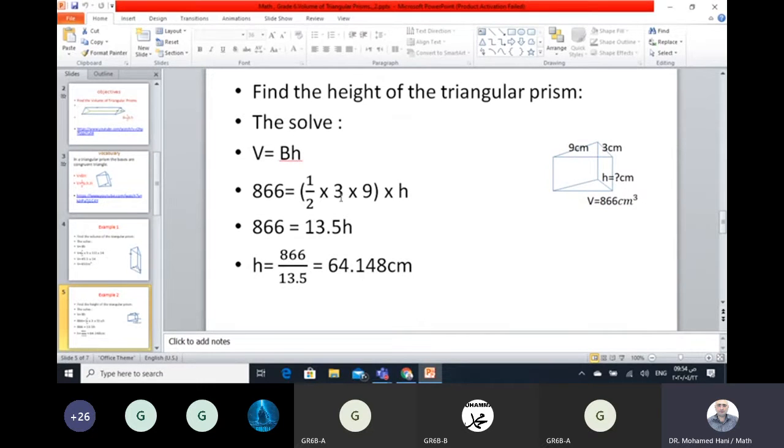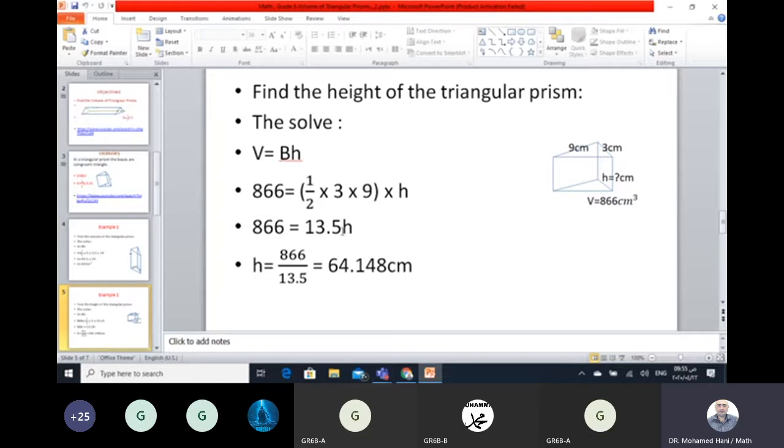9 times 3 is 27. 27 times 1 is 27. 27 divided by 2 will be 13.5. And here is the variable H. On the other side we have 866. Now we have an equation. How to solve this equation? Divide both sides by the coefficient. The coefficient here is 13.5. So divide the two sides by 13.5.